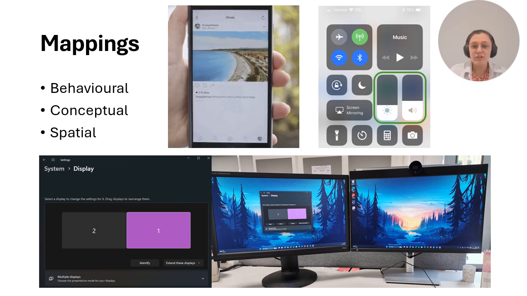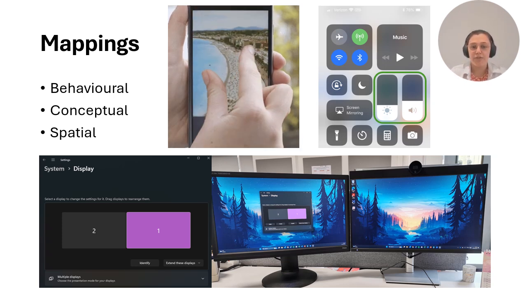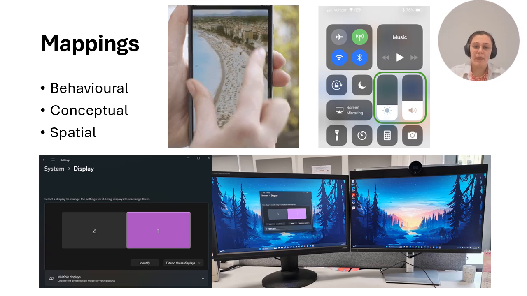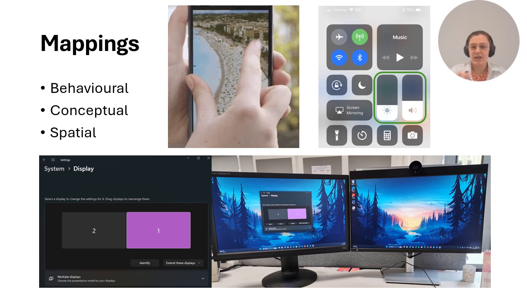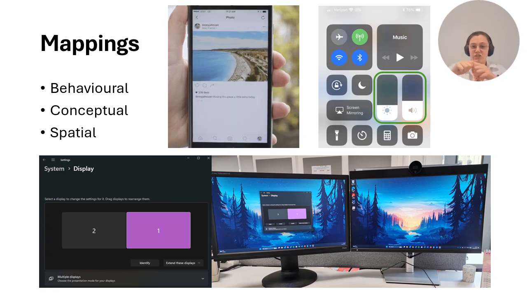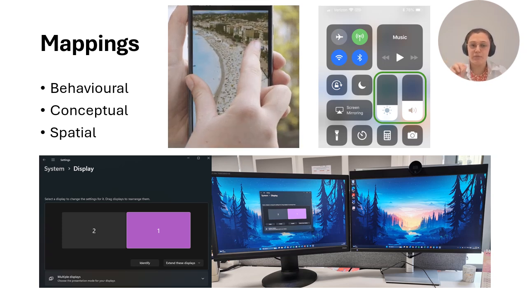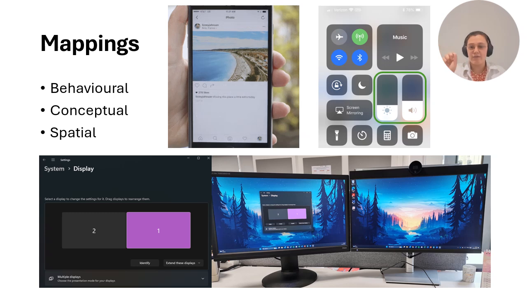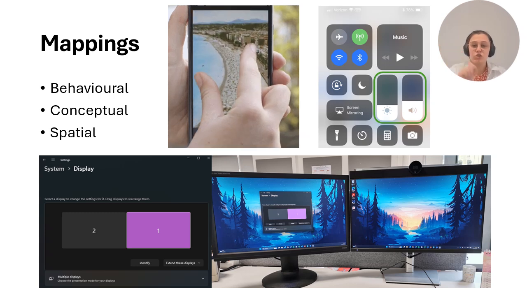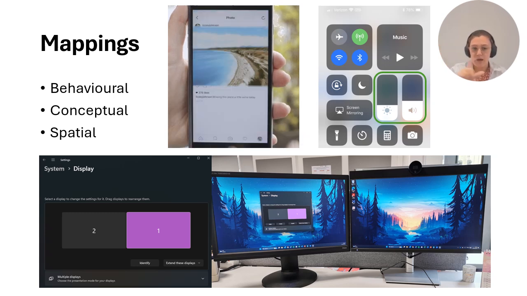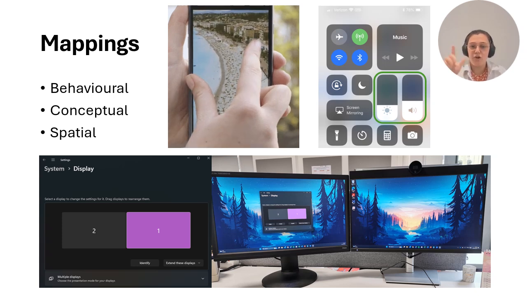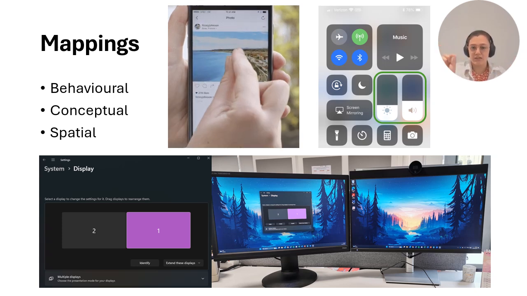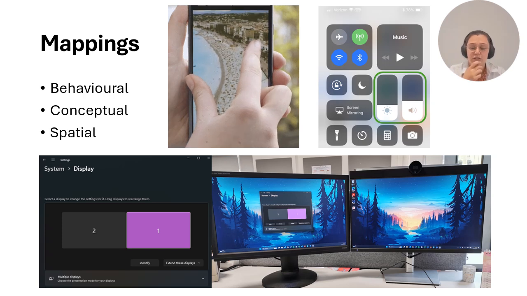But beyond spatial mappings, we actually have other types of mapping. So something called behavioral mappings. Essentially, the idea that unpinching is you're stretching the image. So that's mapping the behavior of stretching the image to the user input. And again, pinching would then be unzooming and unstretching that image.